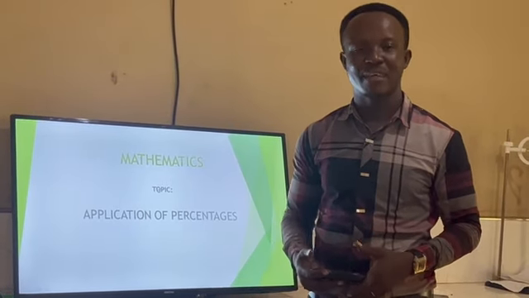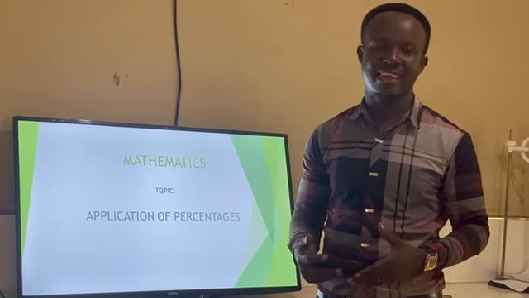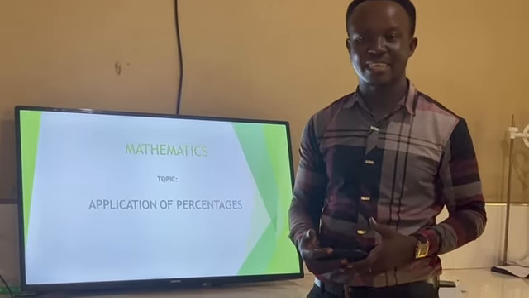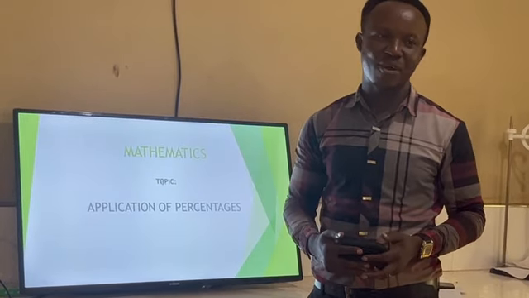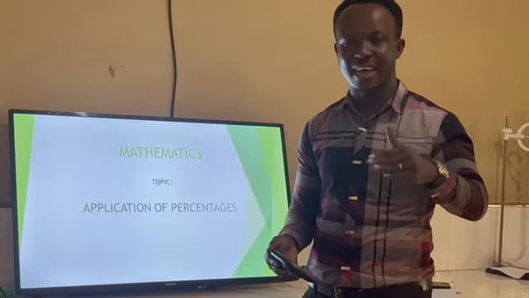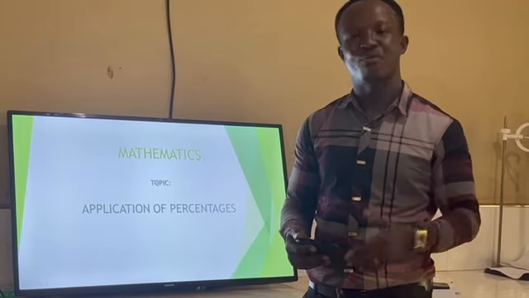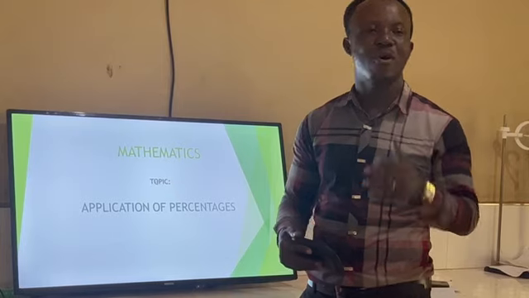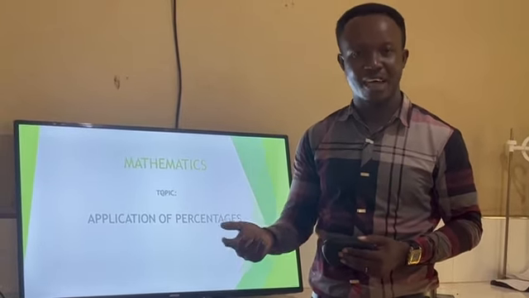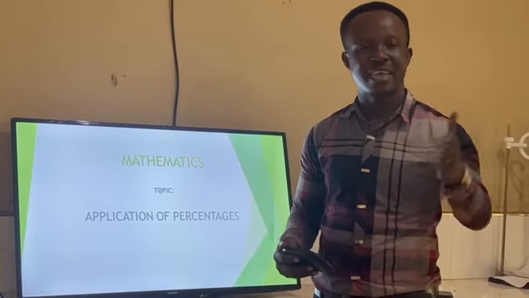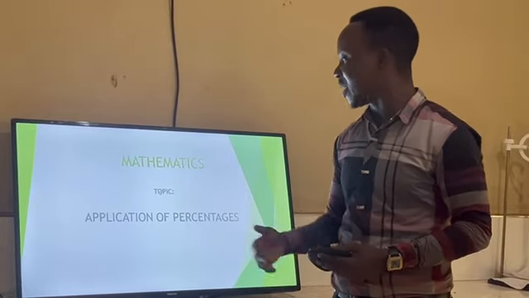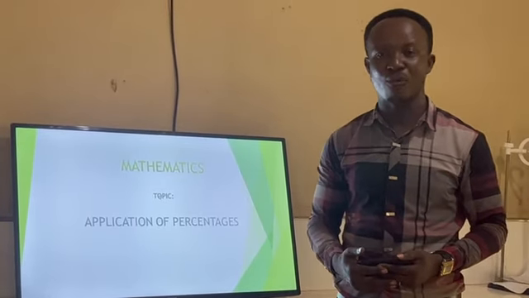But before we move on, let us revise what we learned last week in our previous lesson. Yes, what did we learn in our previous lesson? Yes, Doris. Very good. Expressing one quantity as a percentage of another. For example, 20% of 100 is equal to 20 over 100 times 100. And the final answer is what? Yes, very good, 20.